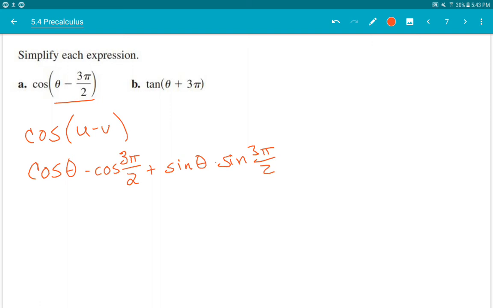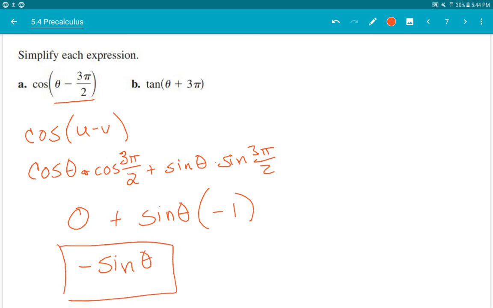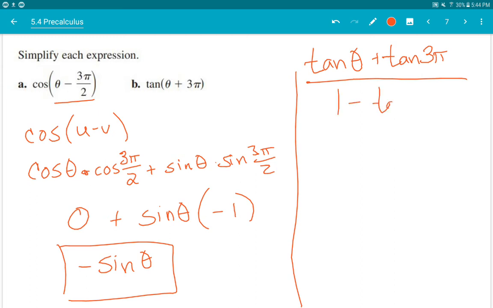Okay, now understanding which one of these is going to be equal to 0 is going to be very important, right? The cosine of 3 pi over 2 is 0, so this goes away. This is 0 plus sine theta times negative 1, so we're going to get negative sine theta as our answer for A. For B, now this is our first tangent one, so understanding the tangent identity is important. Okay, so again, we have it listed in the first slide of our presentation here. So this is going to be the tangent of theta plus the tangent of 3 pi over 1 minus the tangent of theta tangent of 3 pi.